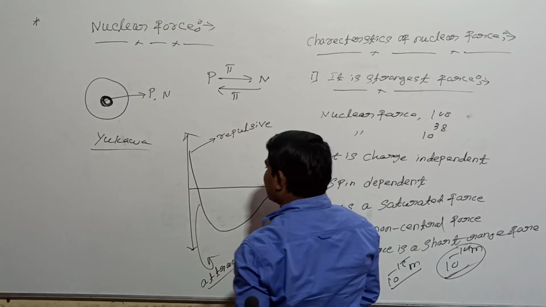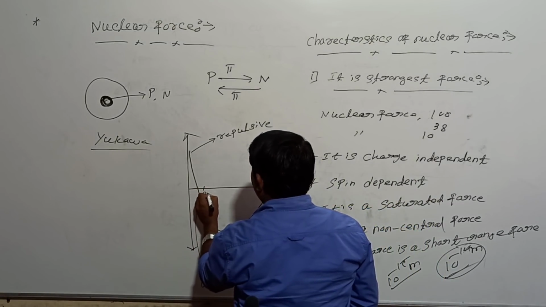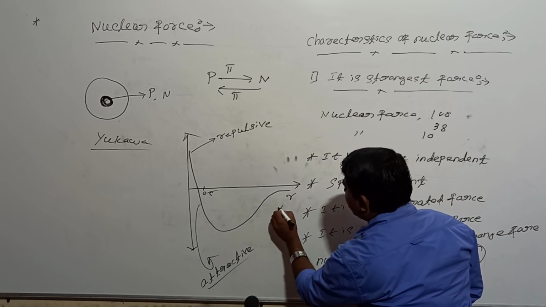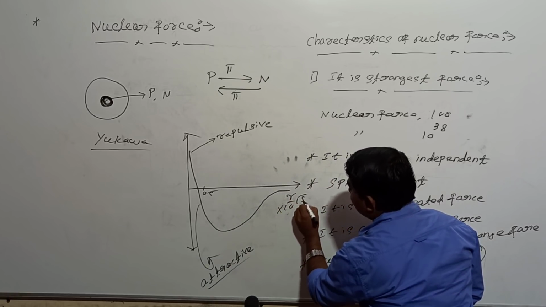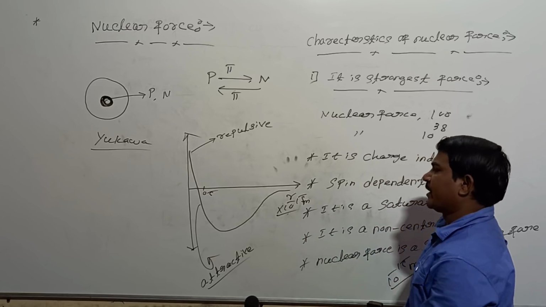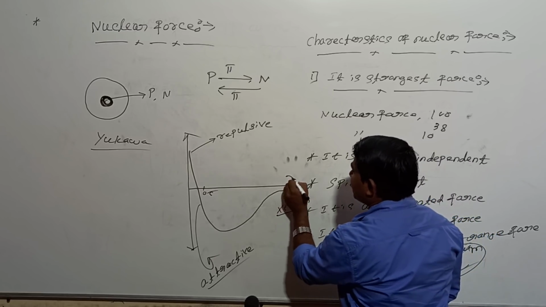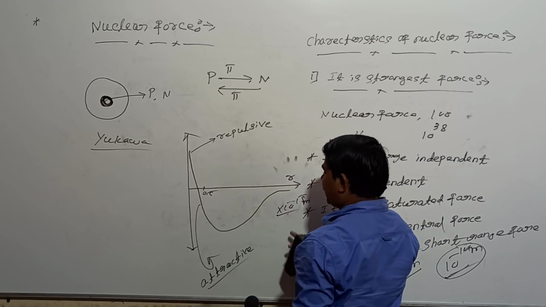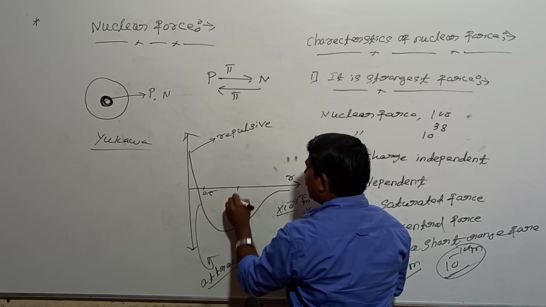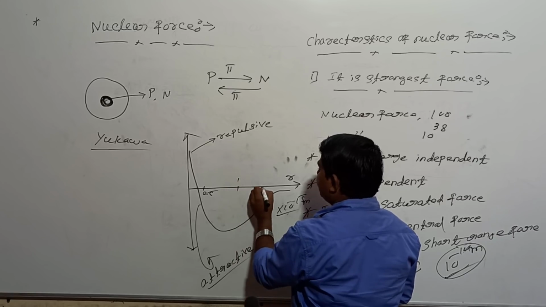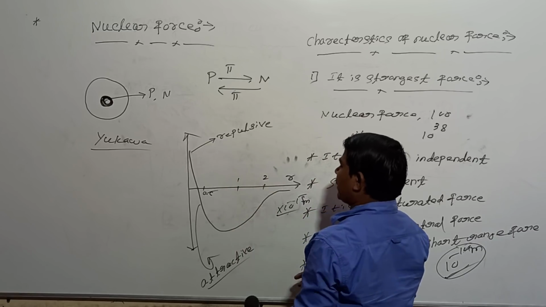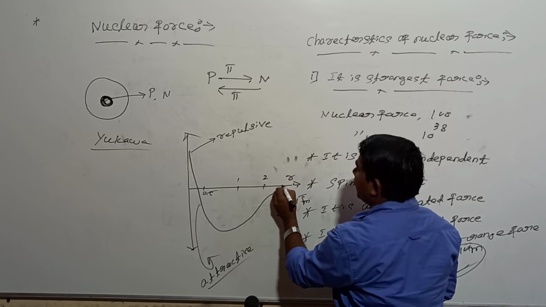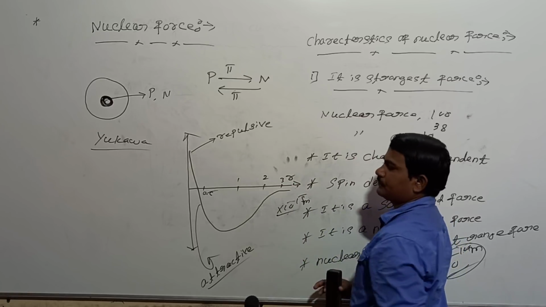Shall I draw the distance here? Distance I will take 0.5, of the order 10 raised to minus 15 meter. So this is 0.5 into 10 raised to minus 15 meter. This is 1 into 10 raised to minus 15 meter. This is 2 into 10 raised to minus 15 meter. And you can take this value as 3 into 10 raised to minus 15 meter.